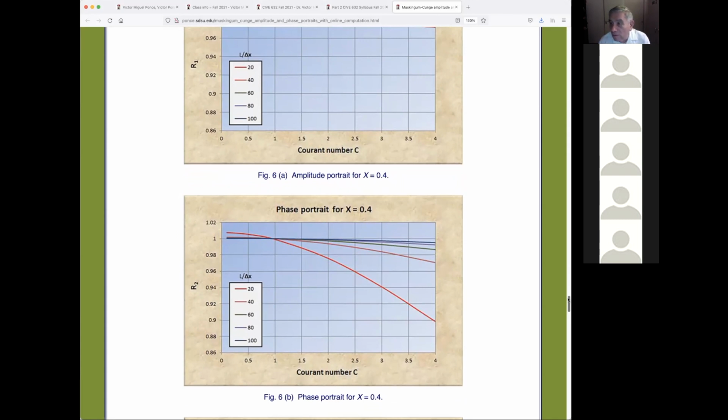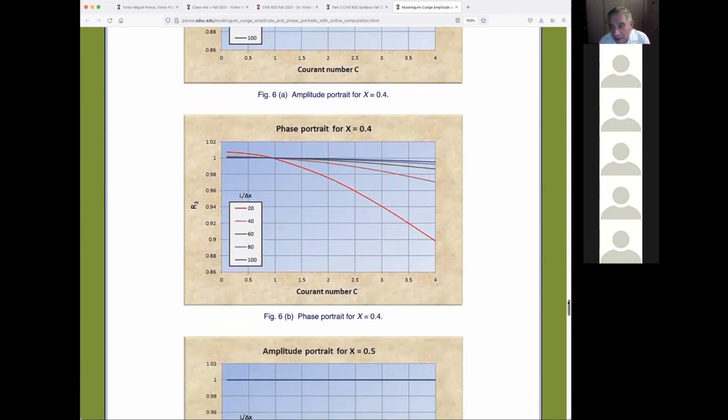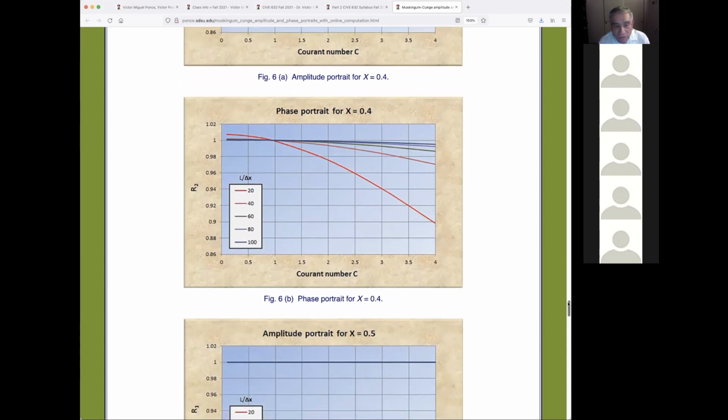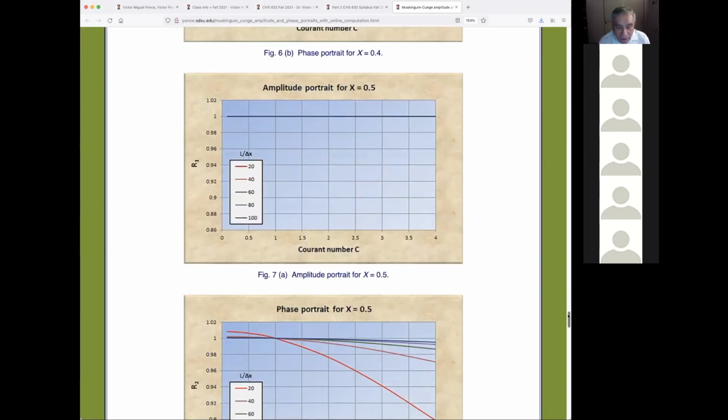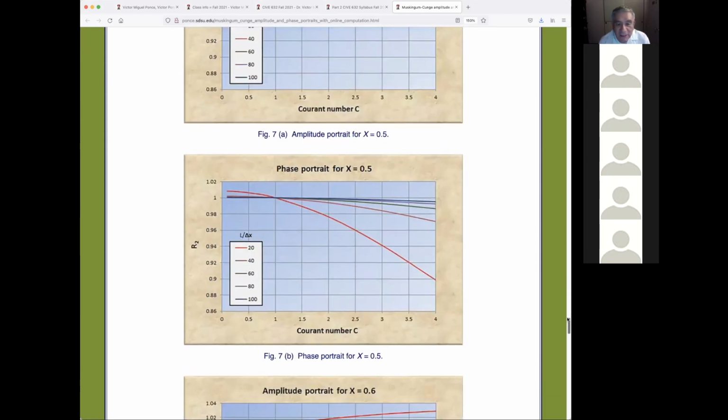Numerical celerity over physical celerity. Then we get to 0.5, and at 0.5, all of them coalesce at 1 for the amplitude, but not for the phase. The phase, they cross at 1. That's why 1 becomes important here, because 1 is the better solution for this whole thing. You can still do it at 1.1 or 1.2 if you want to, but 1 is better.